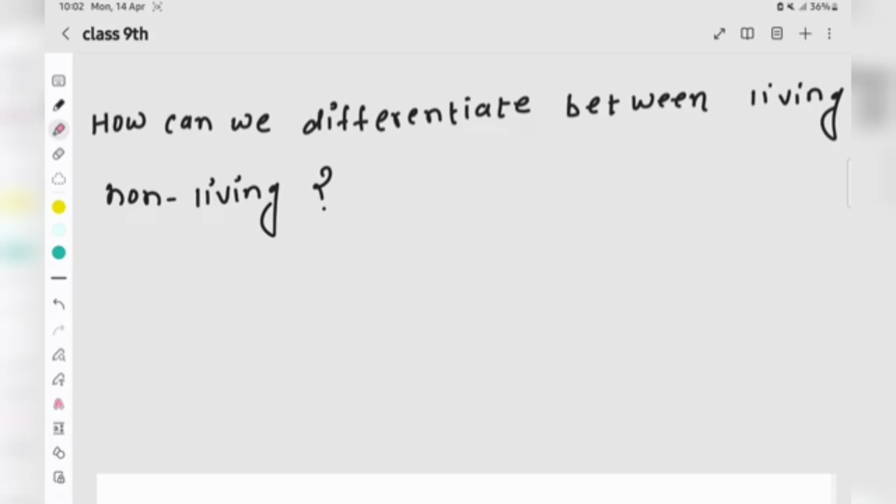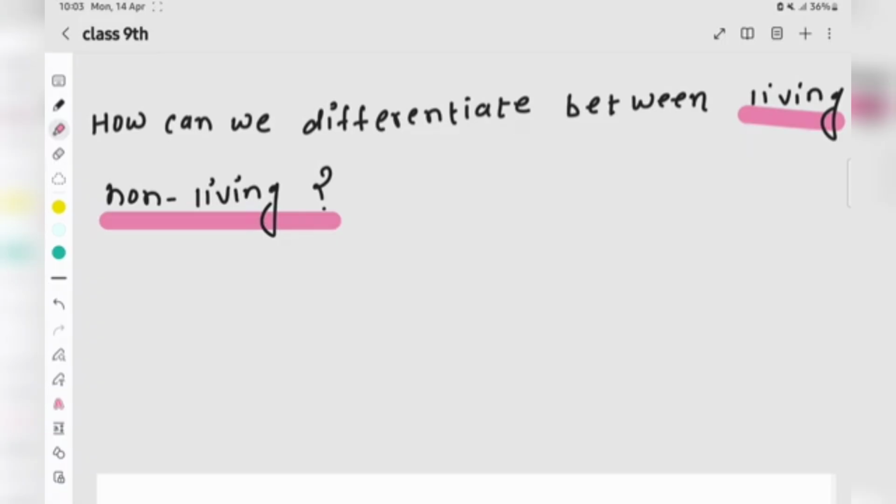Let's start our first class, and we will be starting this class with the classic question, and that question is, how can we differentiate between living and non-living? Think about it. Okay, see, we will discuss what chapter we are going to do, but first of all, let's just start with the basic question: how can we differentiate between living and non-living? Think about it.